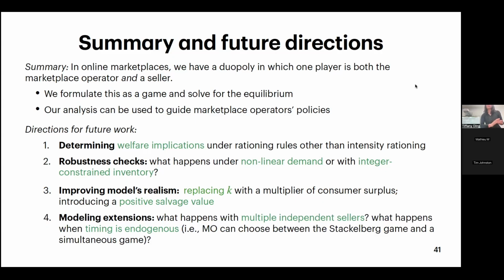perishable. And some other modeling extensions that could be considered is what happens if there are multiple independent sellers. That might change the game a lot. And also what happens if timing is endogenous. We've analyzed a Stackelberg game, but what if the operator can choose between the Stackelberg game and the simultaneous game? Which one would they prefer?